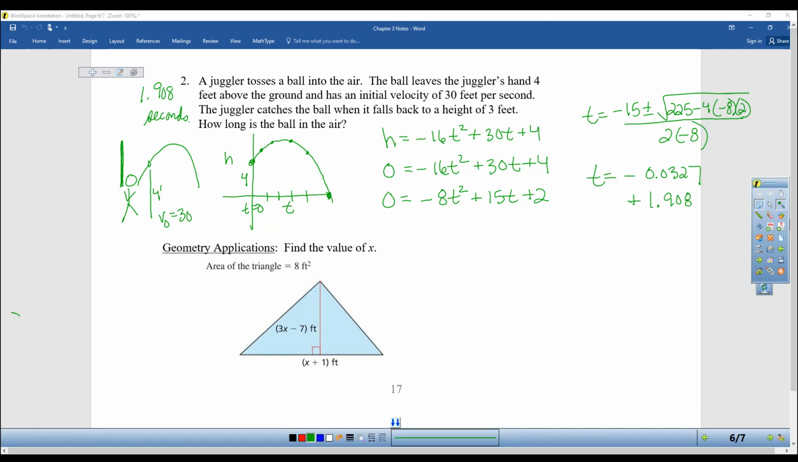So the one that we want is this one, the positive 1.908. So obviously my graph was not correct. Well, these must be half seconds or something.